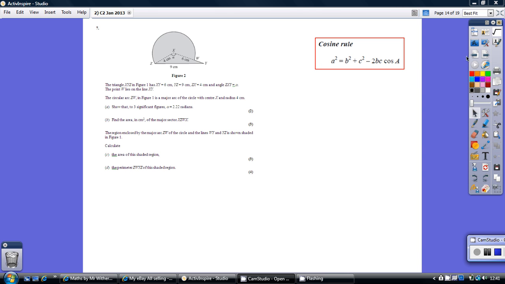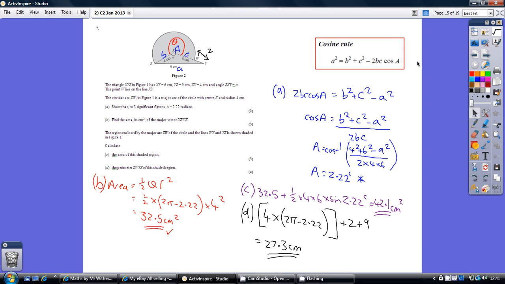So this is number 7, have a go. Now, part A, I thought this was a lot of work for 2 marks. Basically, we've got a non-right angled triangle. We know 3 sides. We don't know any of the angles, so we use the cosine rule.